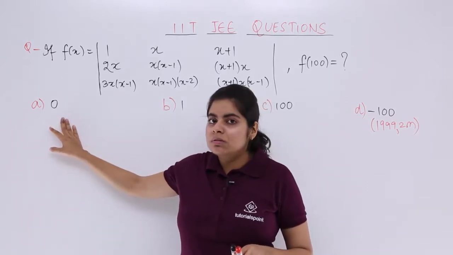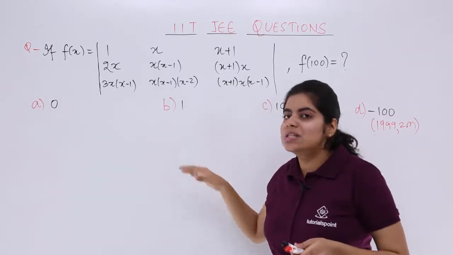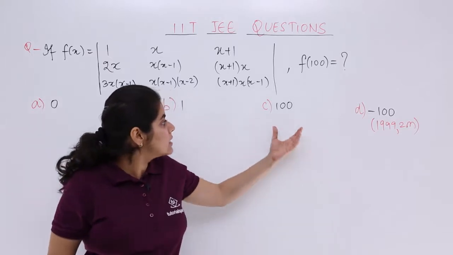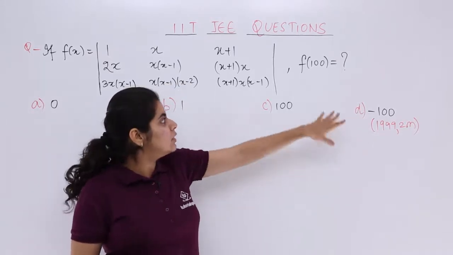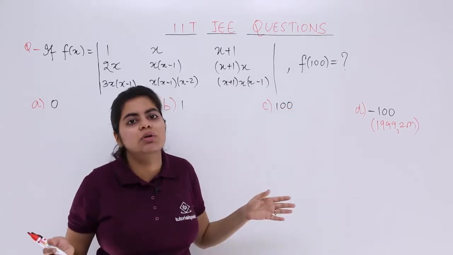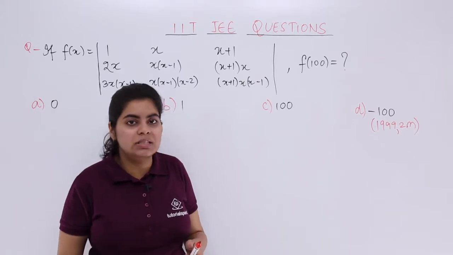You see the options are so tiny. It is 0 as the first option. The second option is 1. The third option is 100, and the fourth is minus 100. So few students also do this, that if it is f(100), they just mark 100 and leave the question. No. Let's solve it first and let's see how it can be done.